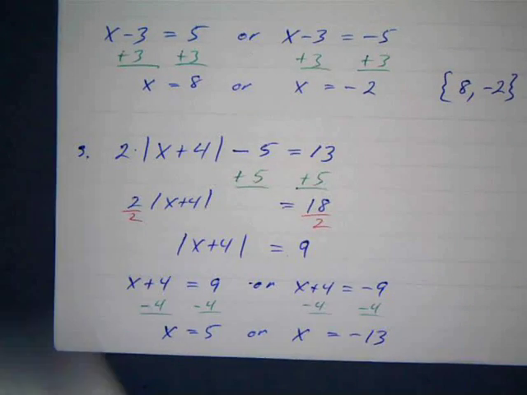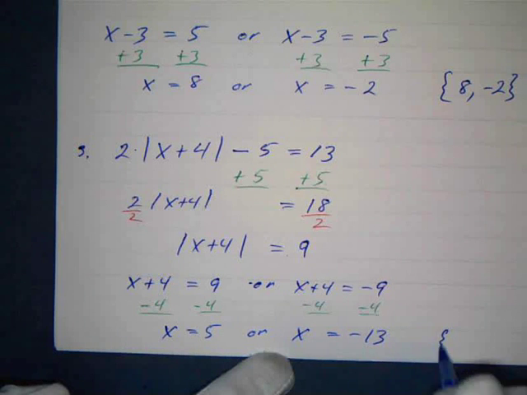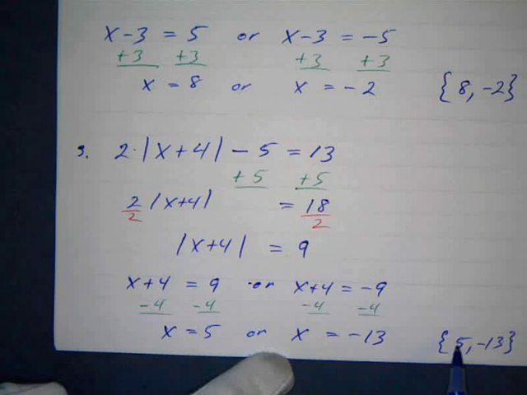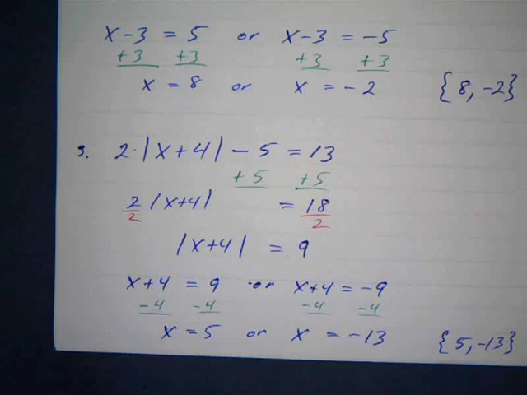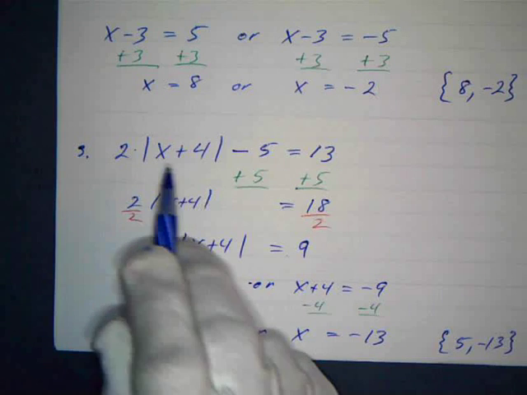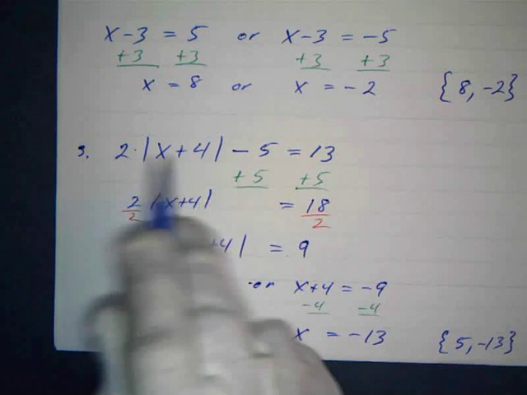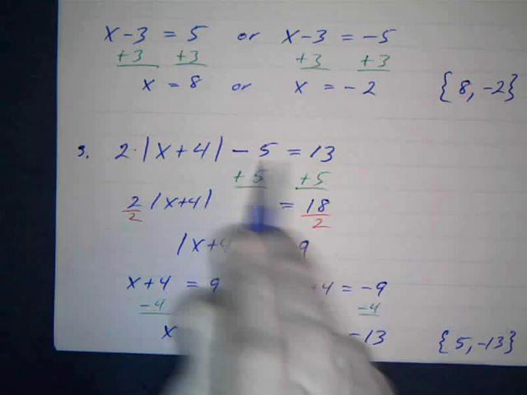So those are my two possible answers. And like I said, I could put that in a solution set. 5, comma, negative 13. Or you could put the negative 13 in the front, because in sets it doesn't matter what order you put those in. Now you can always check this. Let's say I put 5 in here. What's 5 plus 4? 9. What's 2 times 9? 18. What's 18 minus 5? 13.